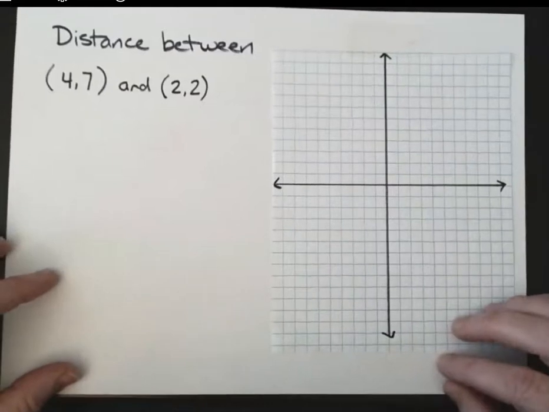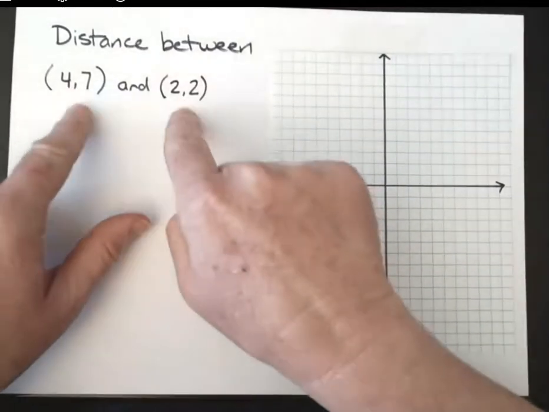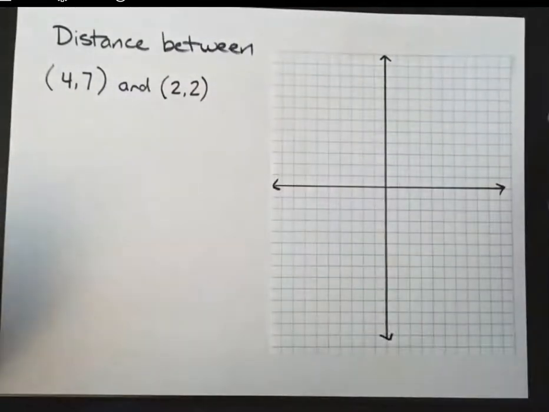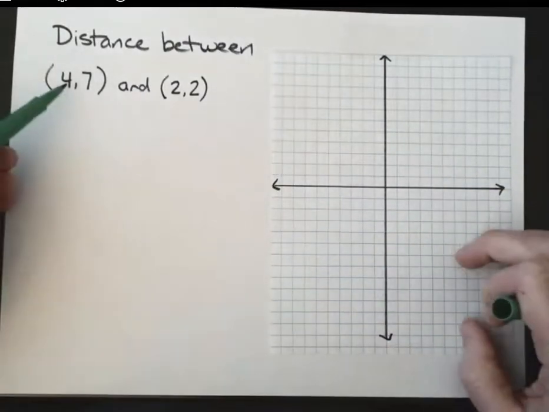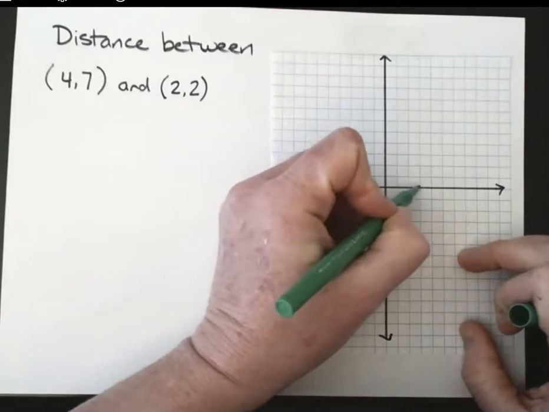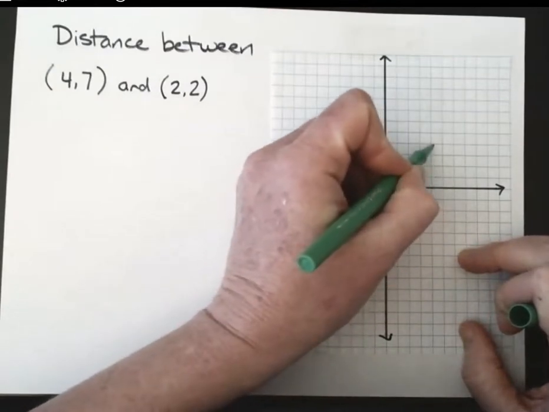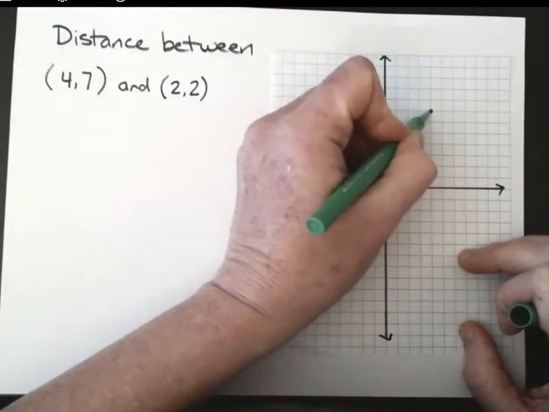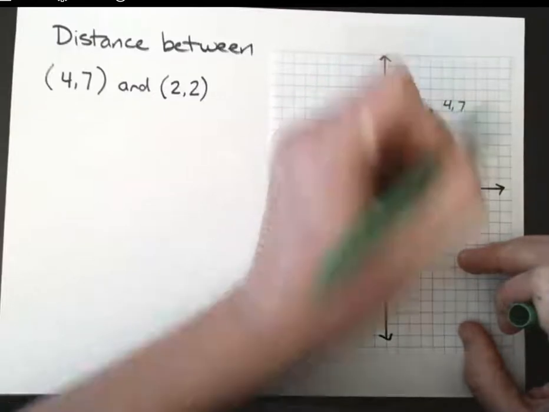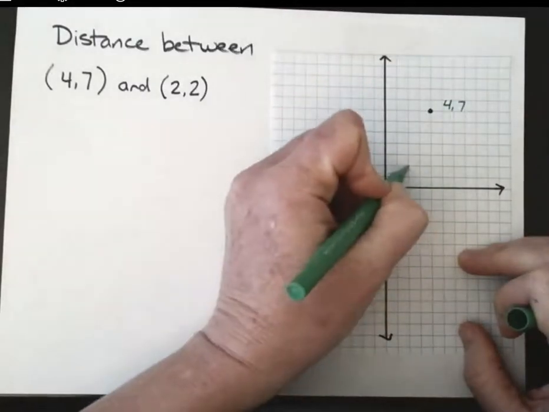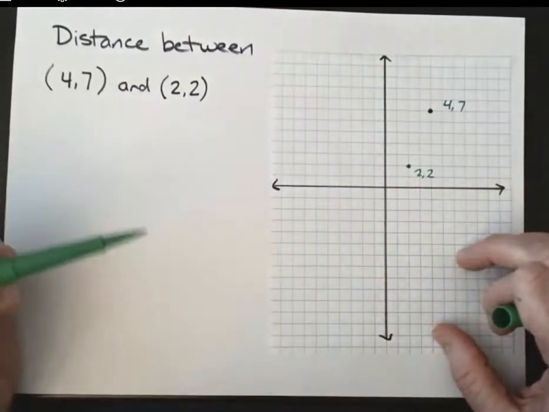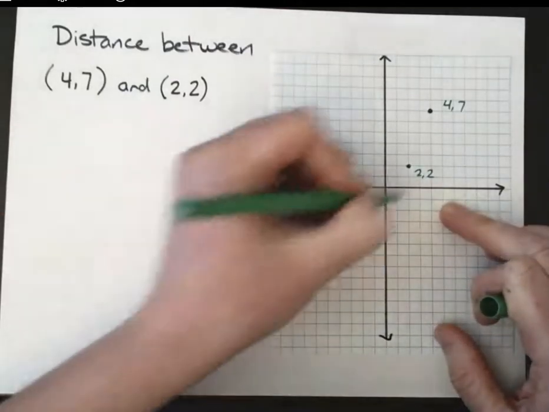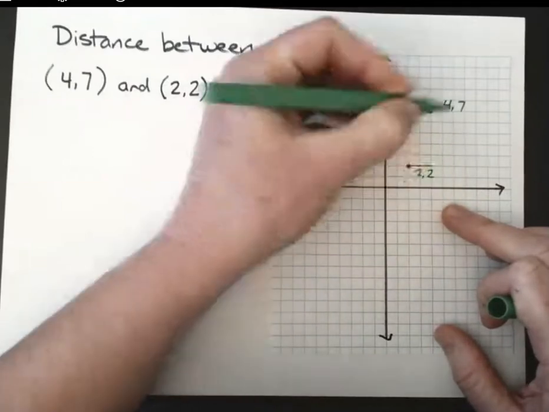So if you're being asked to find the distance between two coordinate points, there's a couple ways we can do it. We can go ahead and plot it on a coordinate grid. So let's go to 4, 7. There's 4, 7, and then 2, 2. And if we're trying to find that distance, we can go ahead and use the Pythagorean theorem. We go ahead and we draw our triangle.